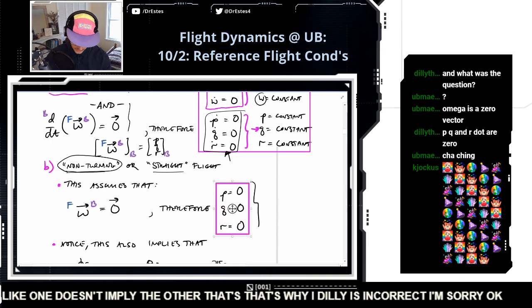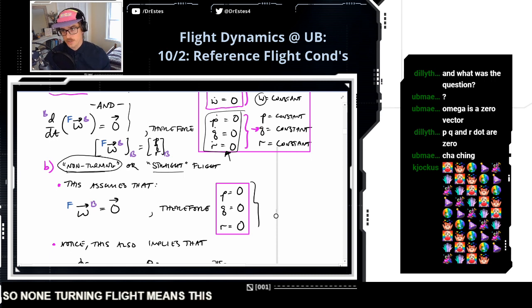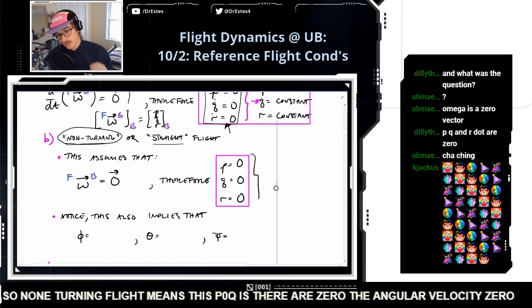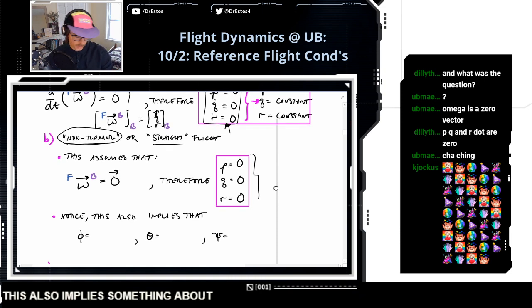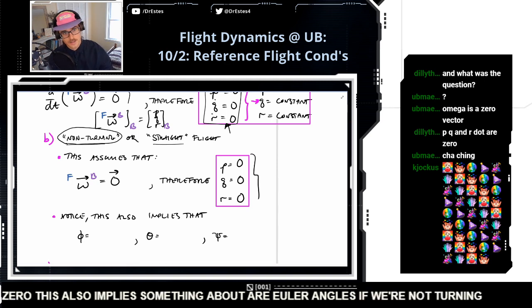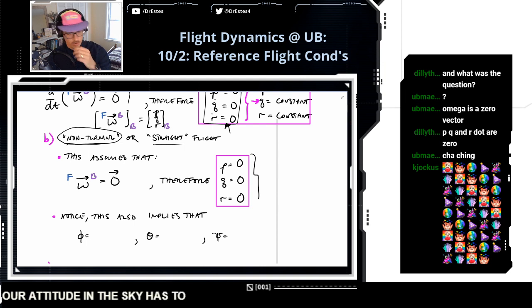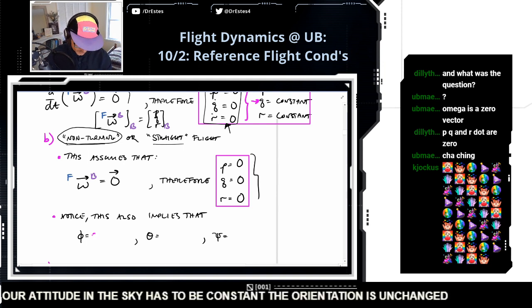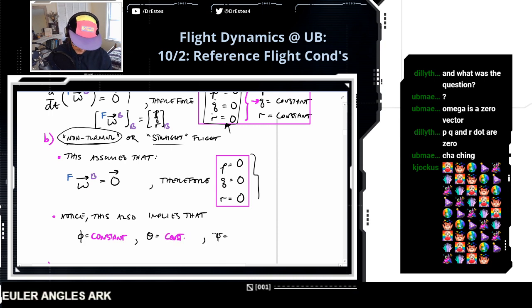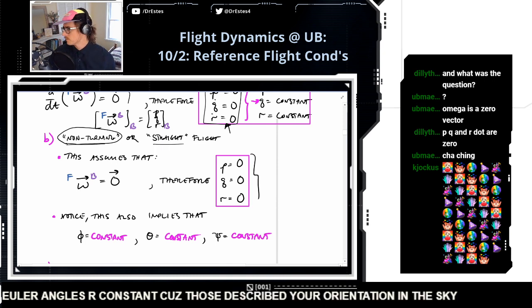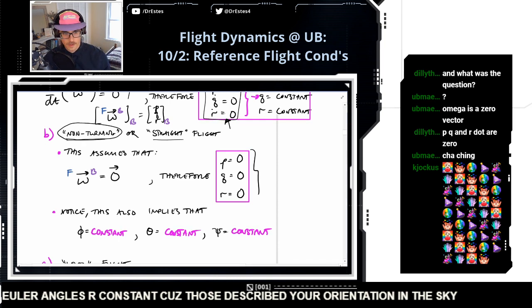Okay, so non-turning flight means this. P is zero, Q is zero, R is zero. The angular velocity is zero. This also implies something about our Euler angles. If we're not turning, then our attitude in the sky has to be constant. The orientation is unchanging. So our Euler angles are constant because those describe your orientation in the sky. Okay, we got a couple more.